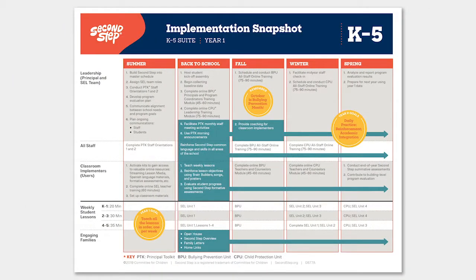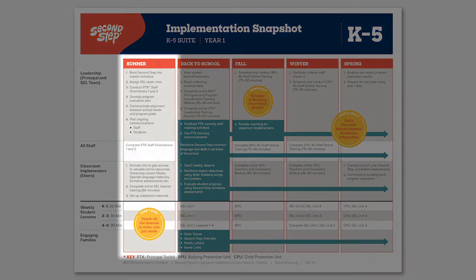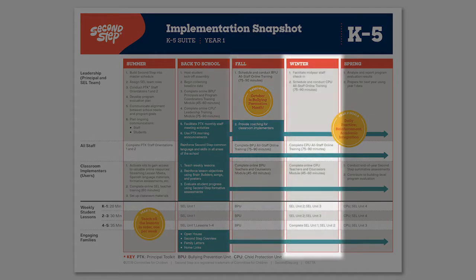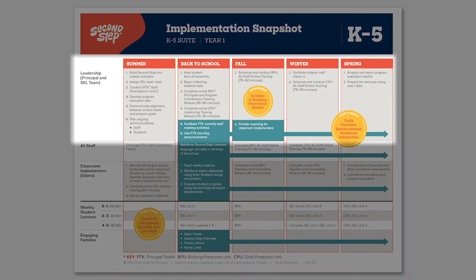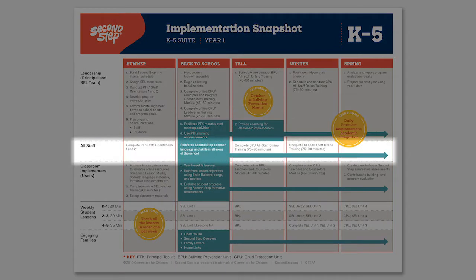A quick note, this snapshot is not intended to be given to teachers as a to-do list for the school year. Teacher training and classroom implementation supports are included in the program materials. This tool is for you, the building leadership. The Implementation Snapshot breaks down implementation tasks and goals by season: summer, back to school, fall, winter, and spring. Suggested tasks are also broken down laterally by role within the school community.